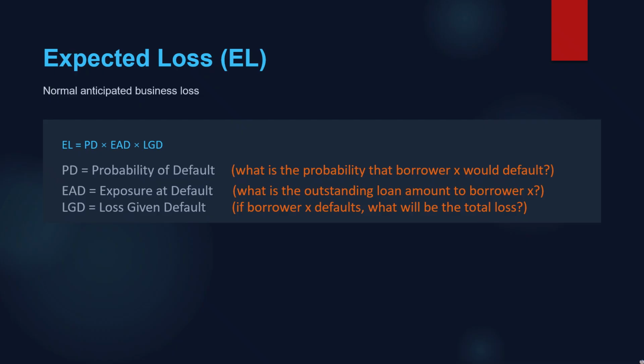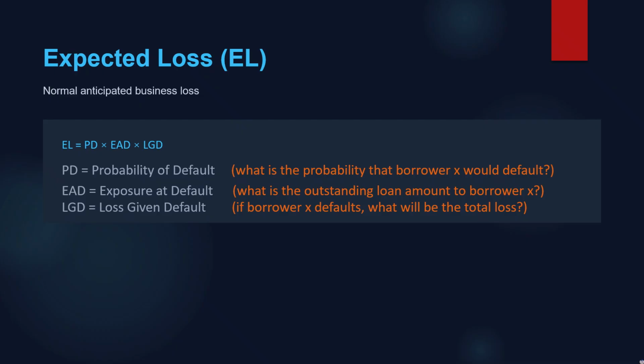Let me break down each component. PD is probability of default. What is the probability that a specific borrower will default over the time horizon? This is typically estimated using credit ratings, historical default rates, or internal scorecards. For example, a B-rated corporate borrower might have a 5% probability of defaulting in the next year.